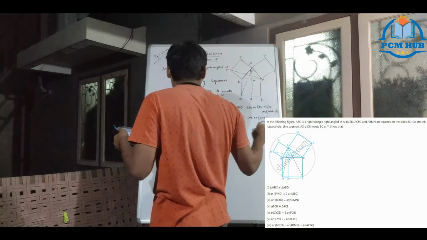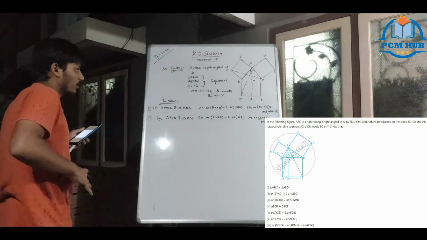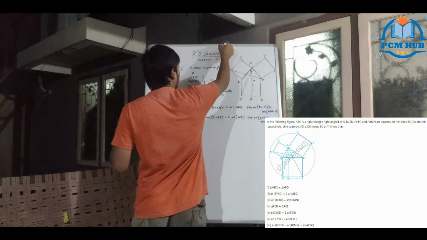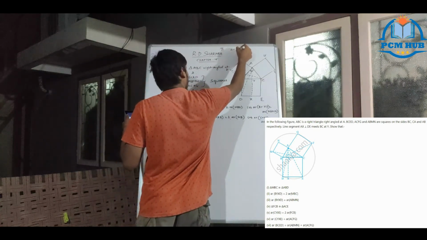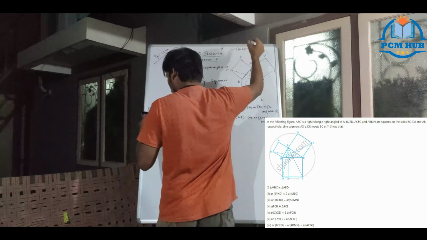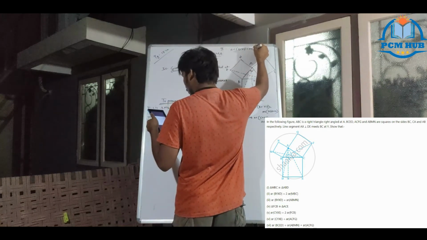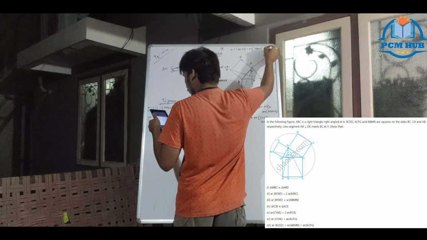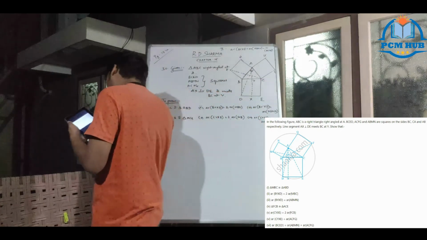Don't waste place here because we need to do minimum proofs. And the last one, the third part, which is the final we need, I am writing here: area of BCED equal to area of ABMN plus area of ACFG. This is what we need to prove.